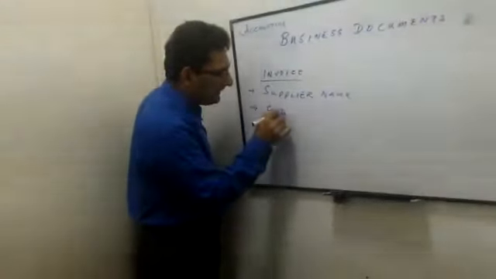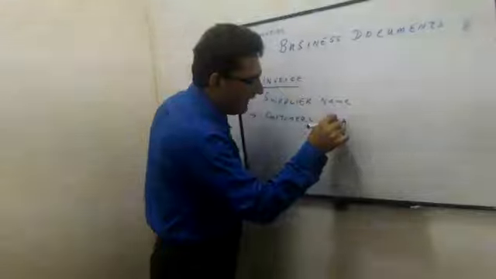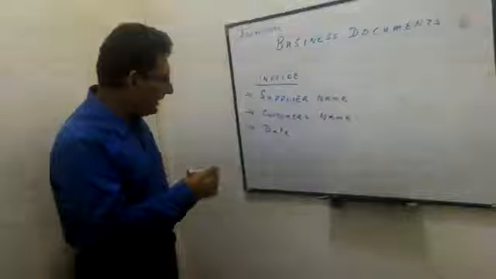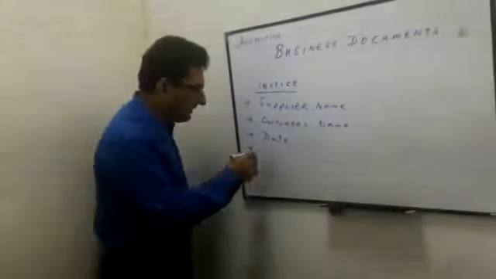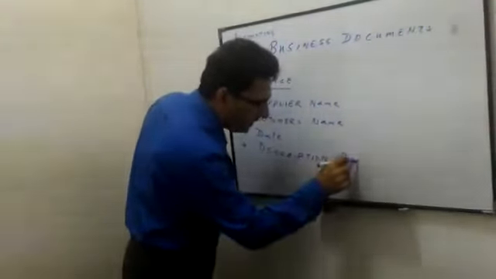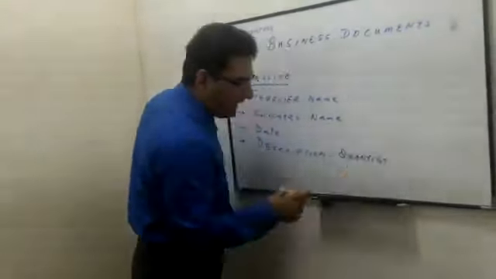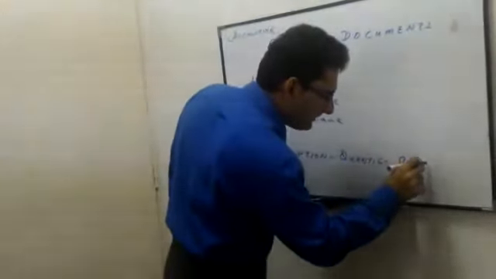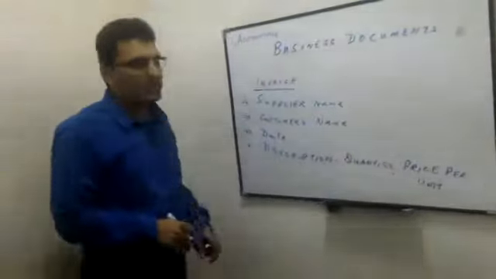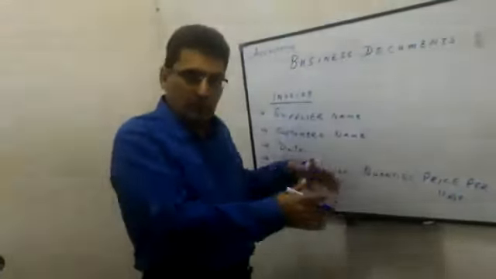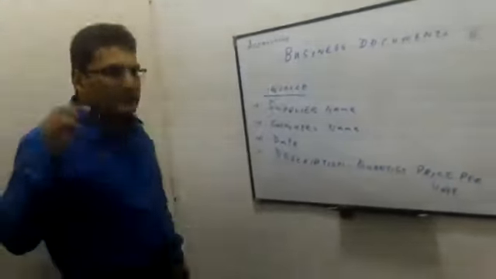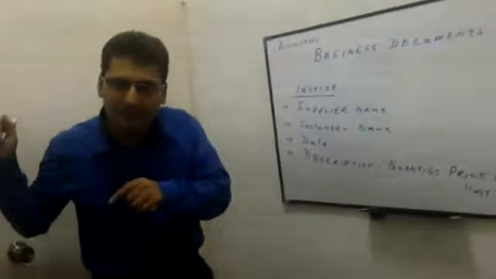Dear student, tell me what contents you think should be available in the invoice. In the invoice, you need the person who is issuing the document, that is the supplier name, very first. Then you also need to see who the customer is. So the customer's name and details will also be available there. And the important thing is the date, on what date he issued the invoice.